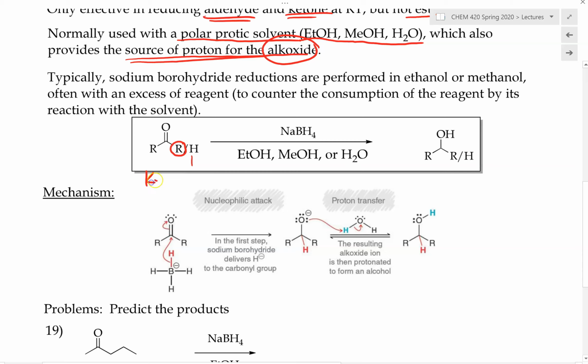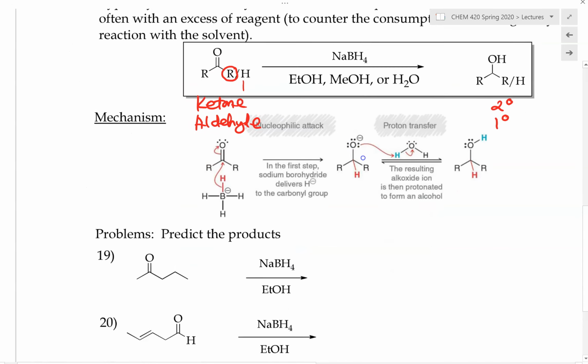If we have a ketone, then the ketone will become the secondary alcohol, versus if we have an aldehyde, the aldehyde will be reduced into the primary alcohol. So whether it is a primary or a secondary alcohol purely depends on the structure of the starting substrate. And the mechanism of this reaction is as follows.